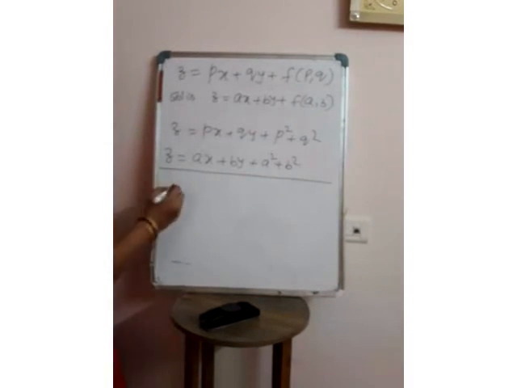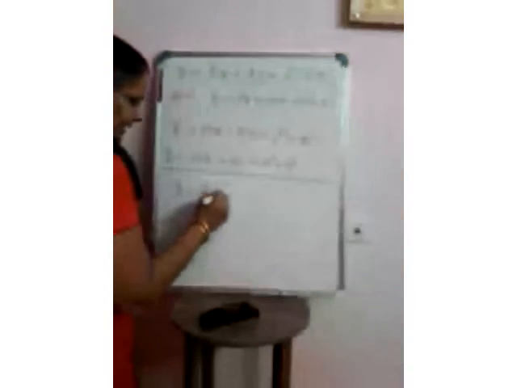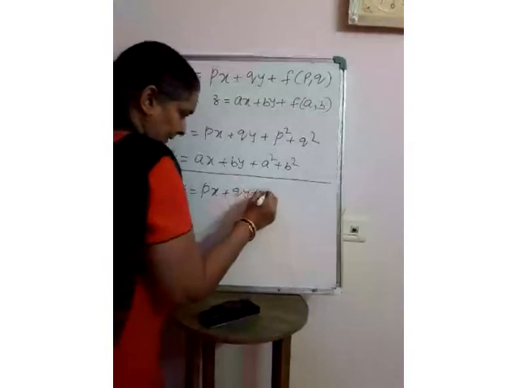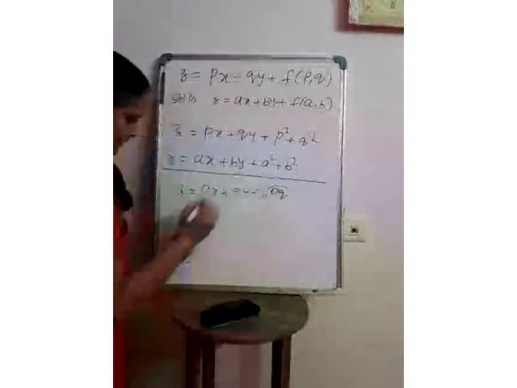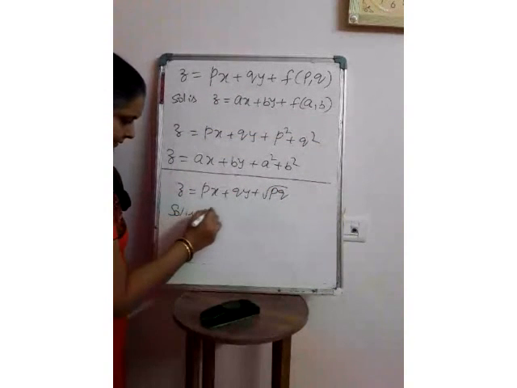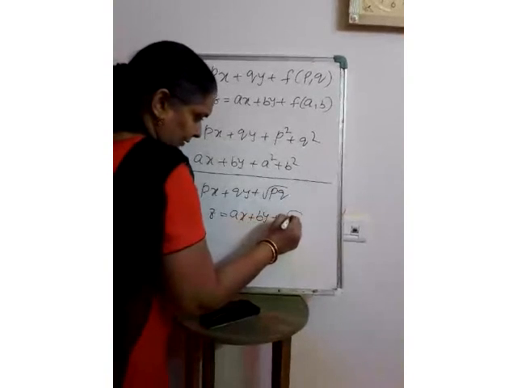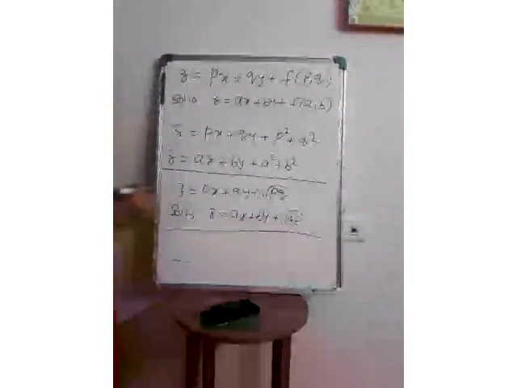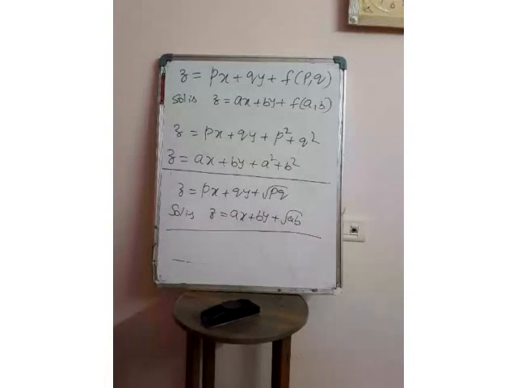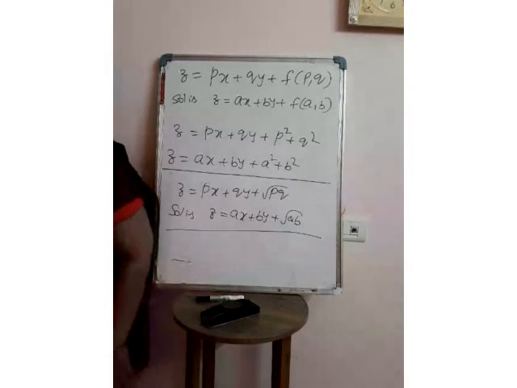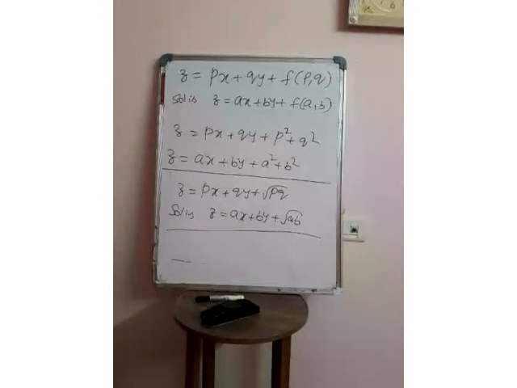We can write another one. Z is equal to px plus qy plus root pq. In this also we can write the solution as z is equal to ax plus by plus root ab. So these four are the non-linear equations we have in first order partial differential equations. I'll just revise once again all the four cases and the methods we have solved, and we'll wind up the class today.